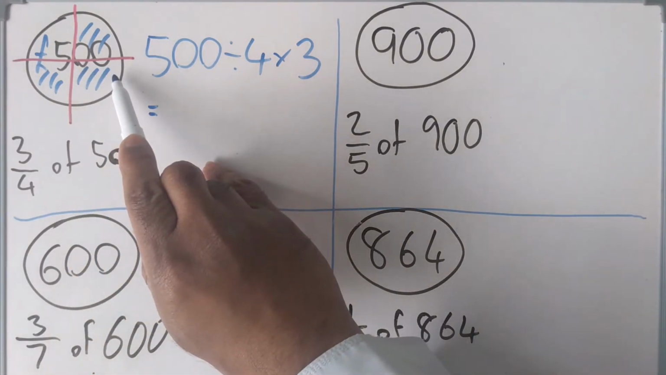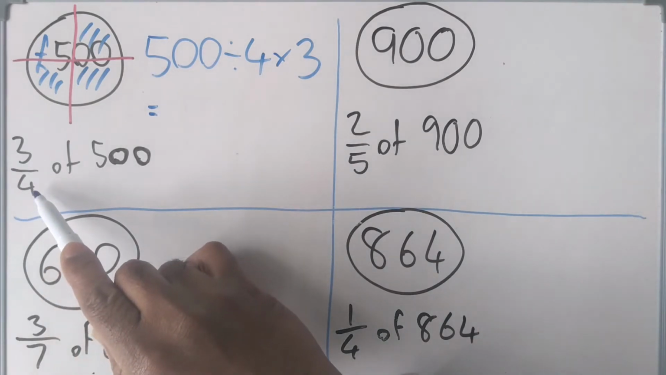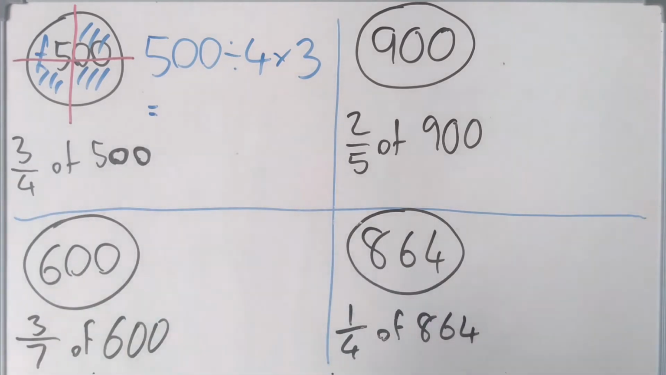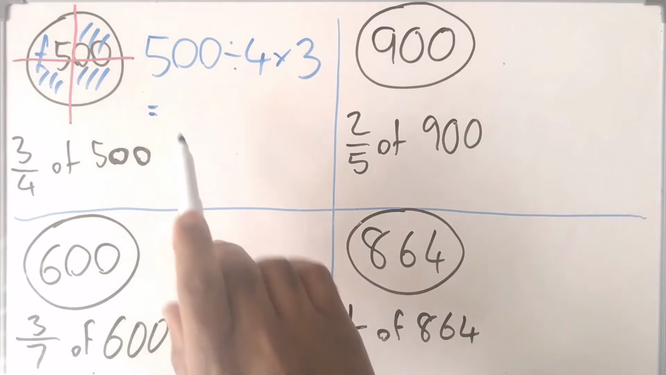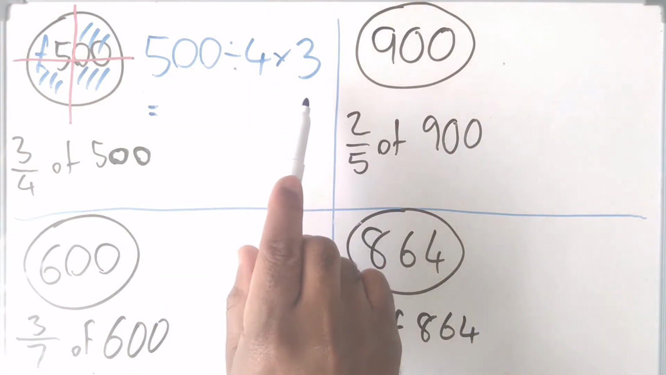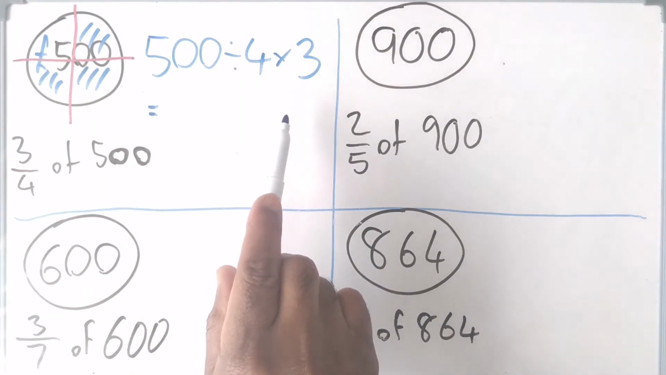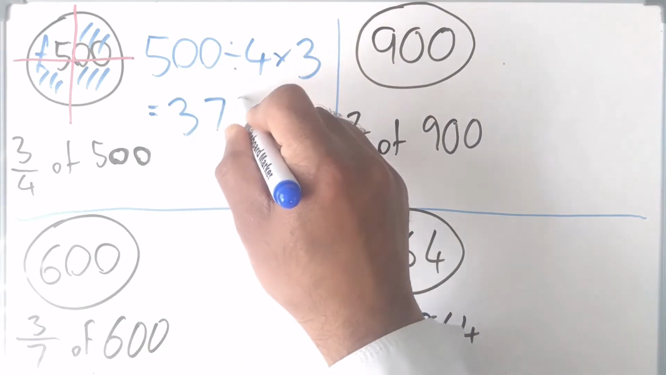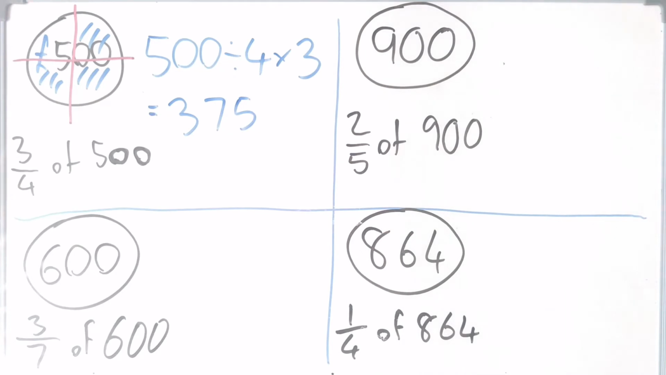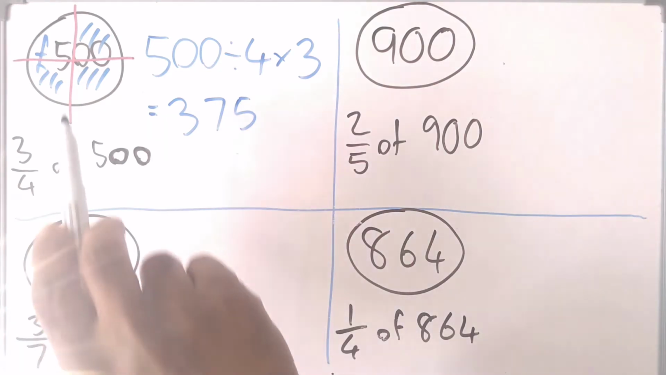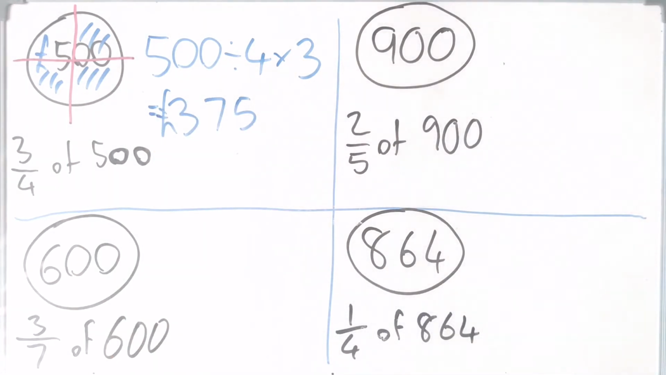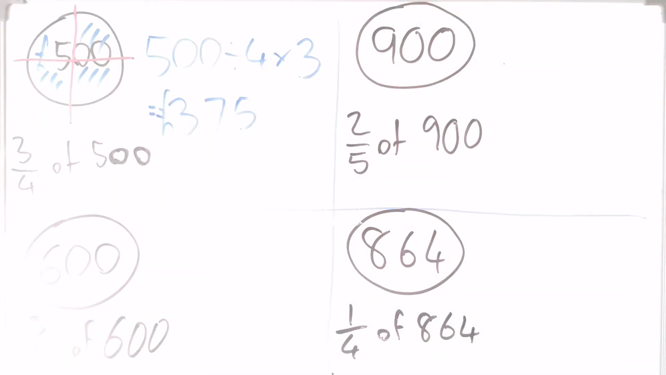So 500 divided by 4 is 125, and then we get the 125 times by 3, and that will give us £375. So remember to put the pound symbol in because we're talking about money in this case.